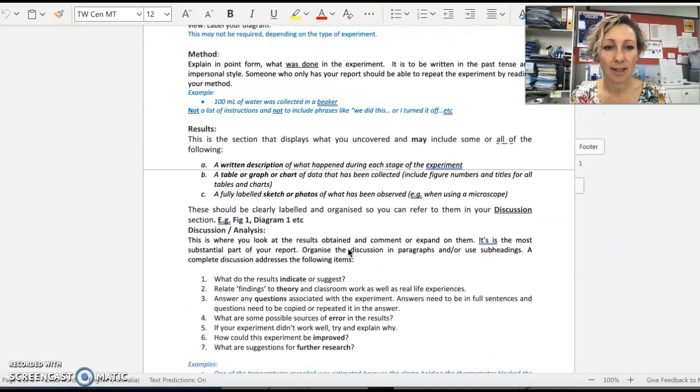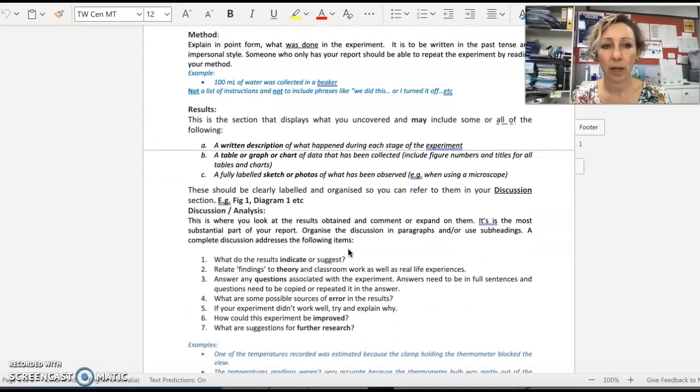Hello everyone, this is the second part of writing a practical report video, and you'll know that in the first part we looked at how to write an introduction, aim, hypothesis and the method. We started the results and I touched on the idea of constructing a table with units and a title and then graphing your data. Just before we move on, ensure that you have used the correct graph.